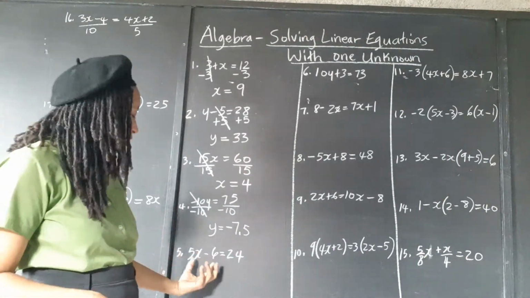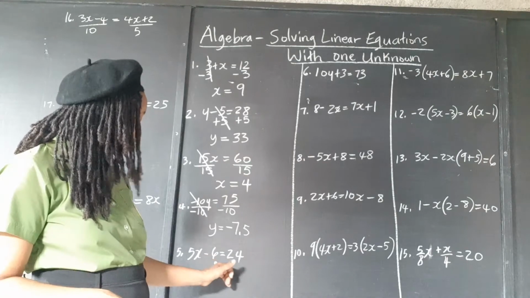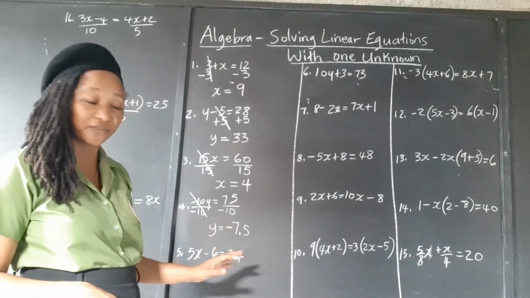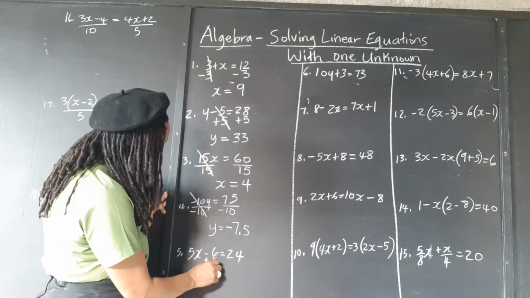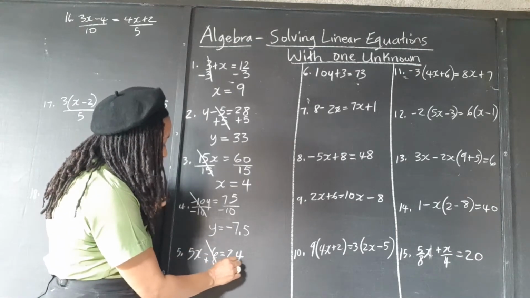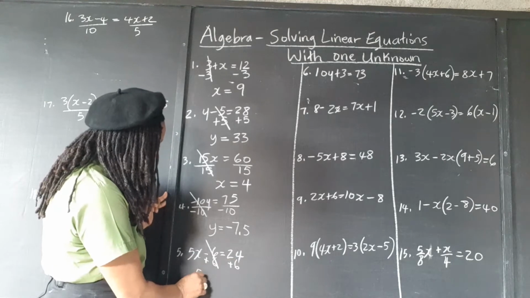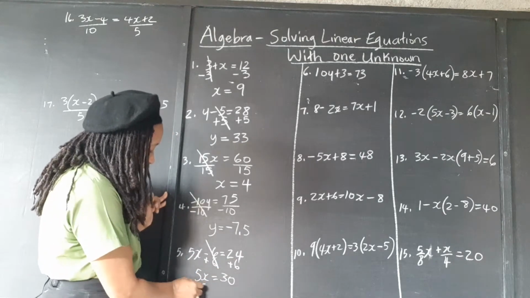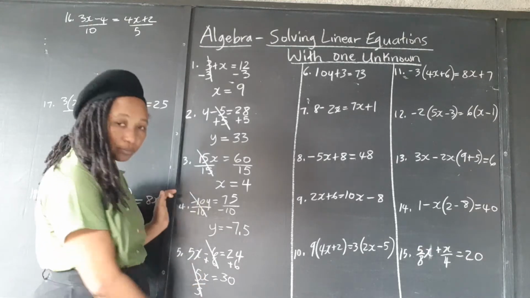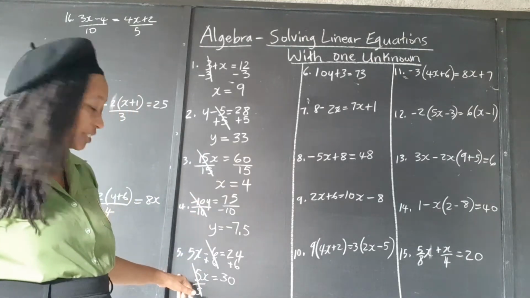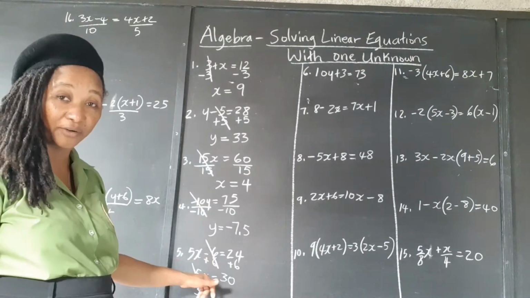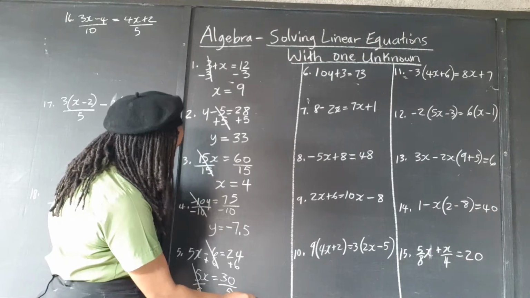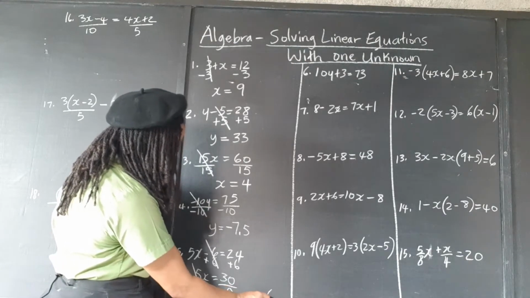Now we have two operations going on here. We have a subtraction and we have a multiplication. So let's get rid of the negative 6 first by using the additive inverse, so that's 0. But we have to do the same thing on that side. So we have 5x is equal to 30. Now we divide by 5 so we can get our coefficient of 1, so we isolate the variable. And we also have to divide by 5 on this side. So we have x is equal to 6.